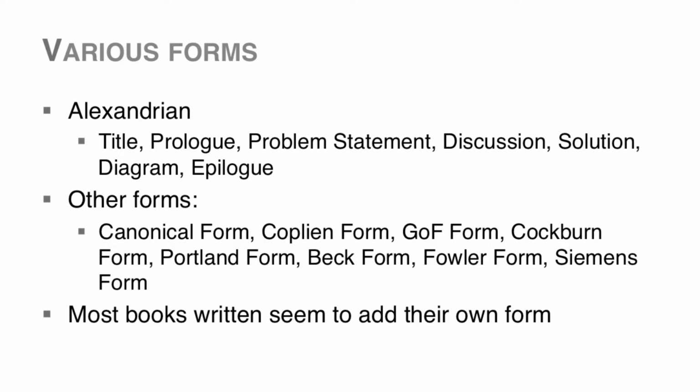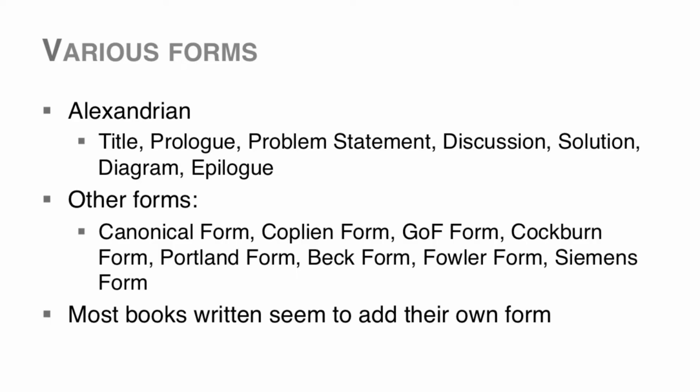And the Alexandrian form has a concept of a title, which I call name, a prologue, a problem statement, some discussions, then the solution, a diagram that may show what the architecture might look like, and then some epilogue. But there are other forms that have been created along the way.